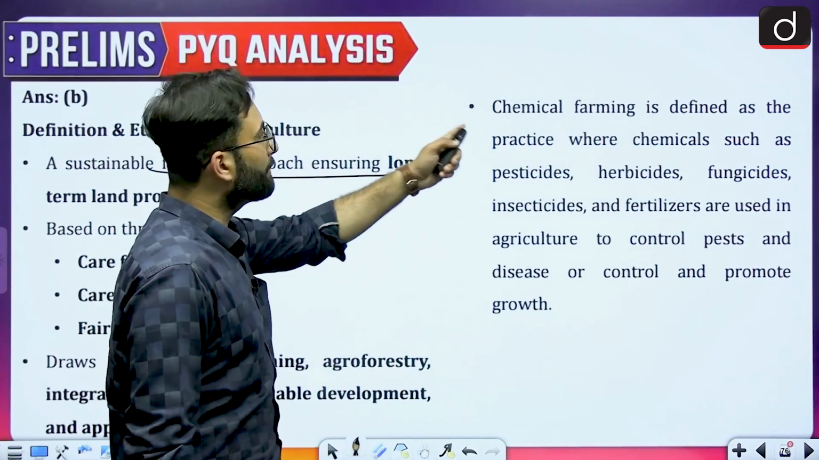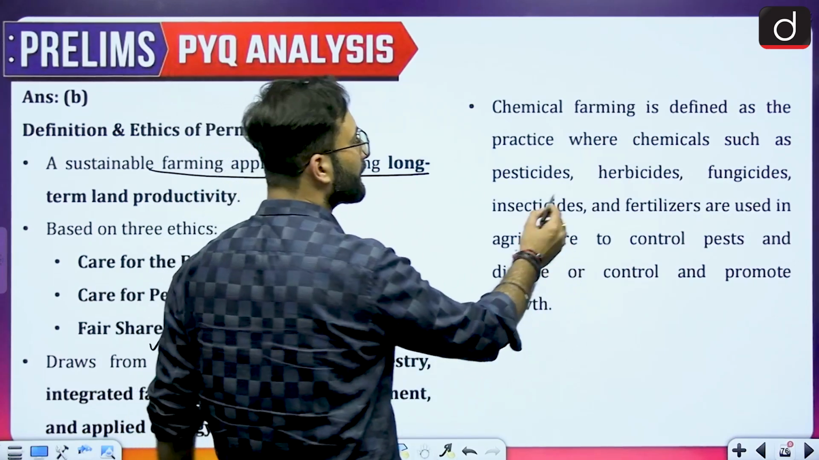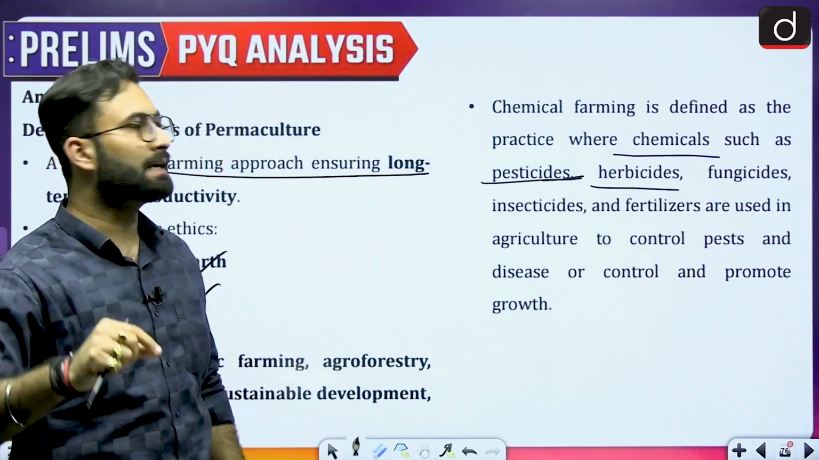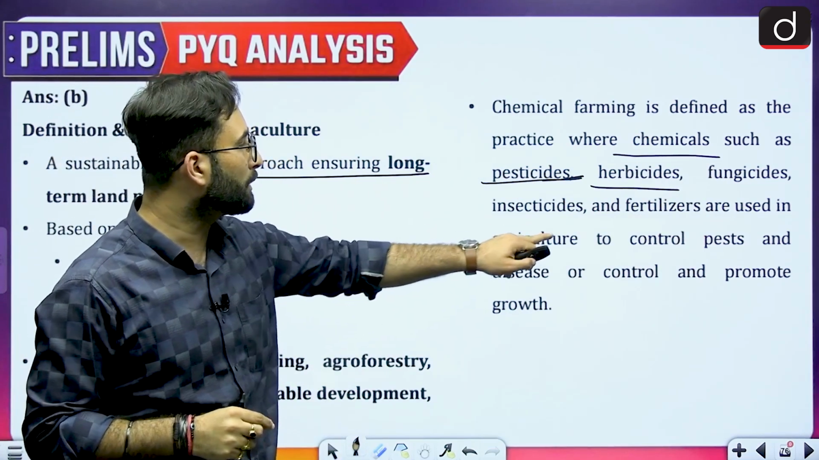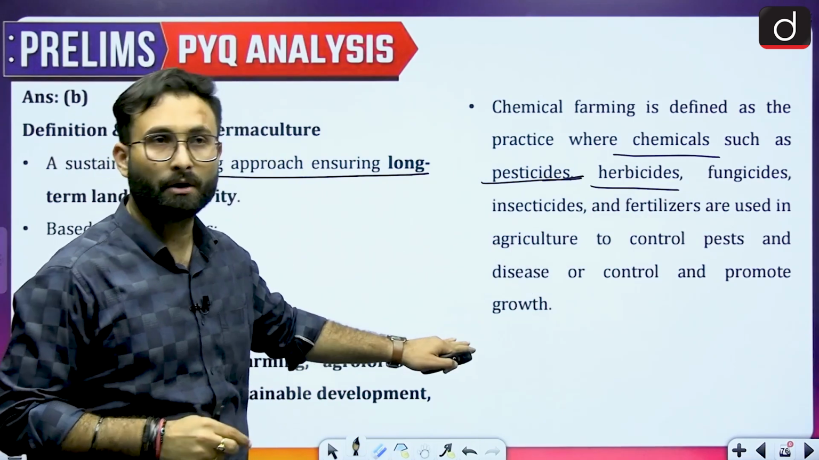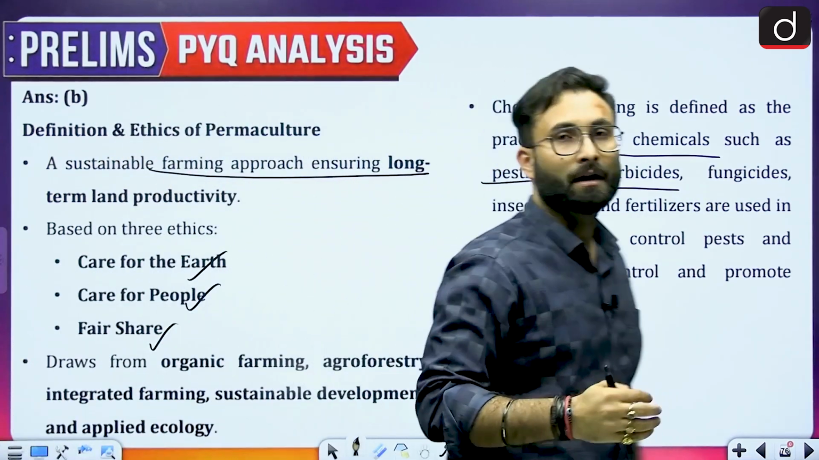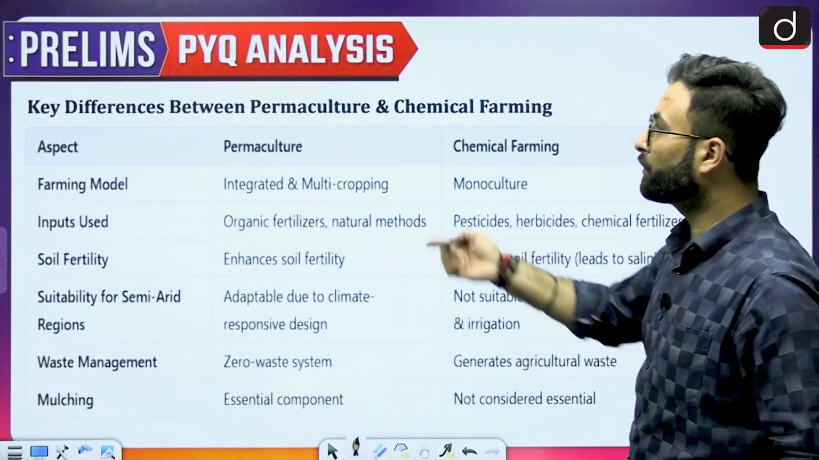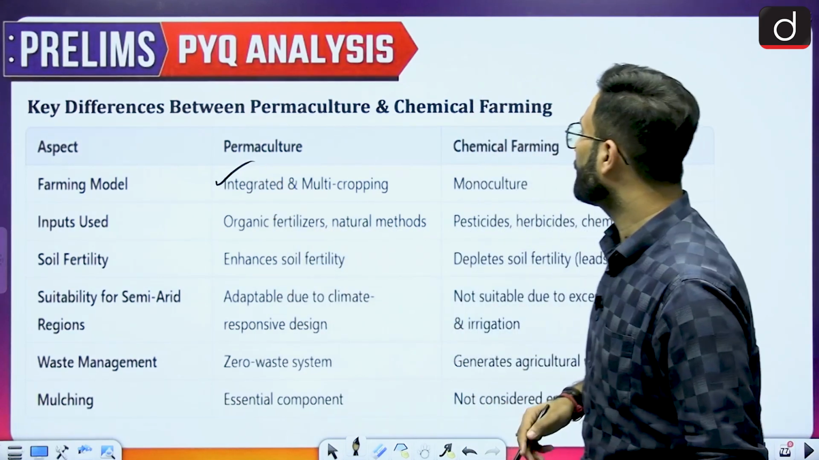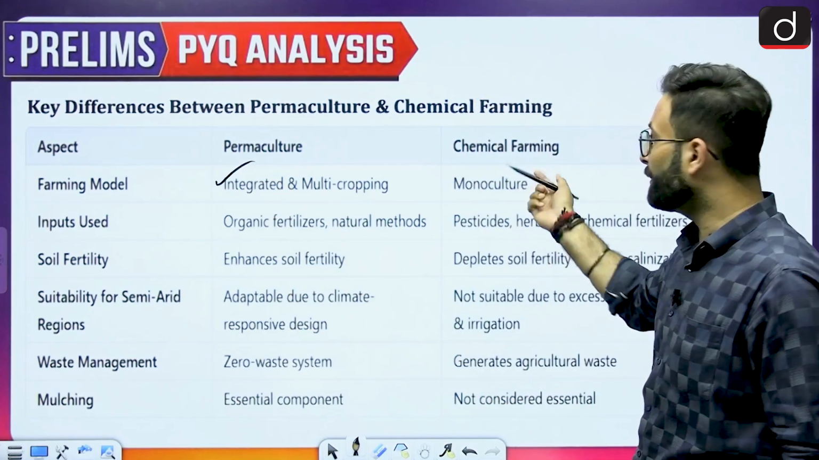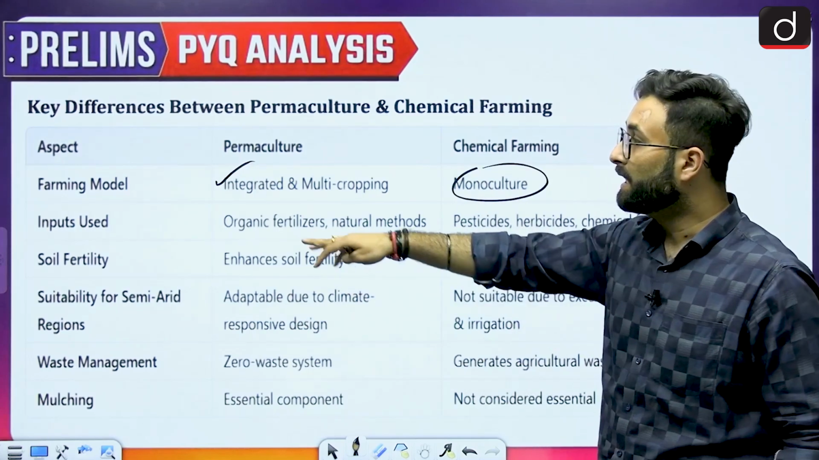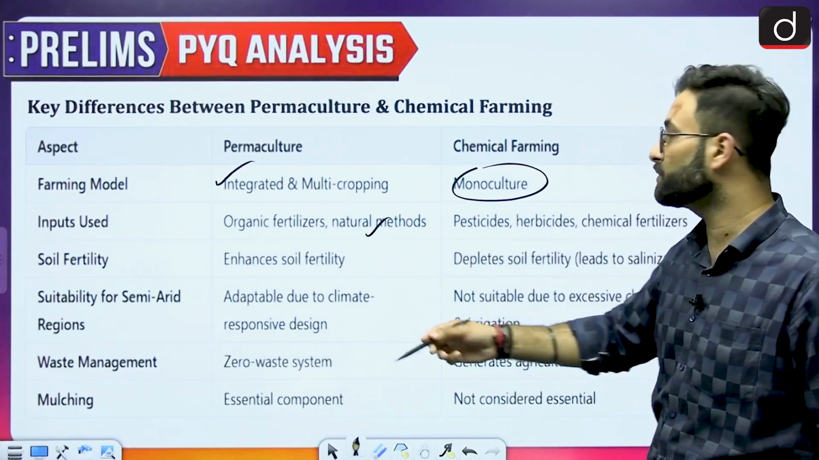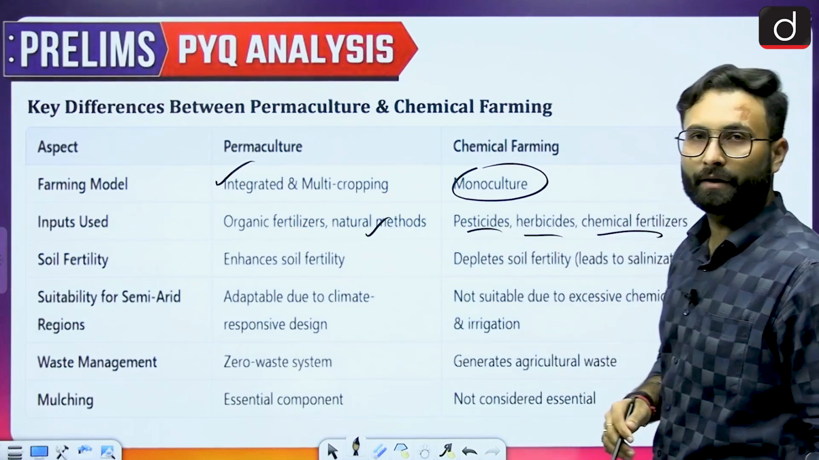Coming to the next one, chemical farming, that is the conventional one, is defined as the practice where chemicals such as pesticides, herbicides, fungicides, even fertilizers are used in agriculture to control pests and diseases and promote growth. If you want to promote growth, even a high amount of water or irrigation is required. So that is there in chemical farming. If you talk about the difference between the two, integrated multi-cropping is there in permaculture, and in chemical farming, monoculture is there, which we have already seen. Input use: here organic fertilizer and organic inputs will be used, natural methods will be used, whereas pesticide, herbicide, chemical fertilizer etc. will be used in chemical farming.